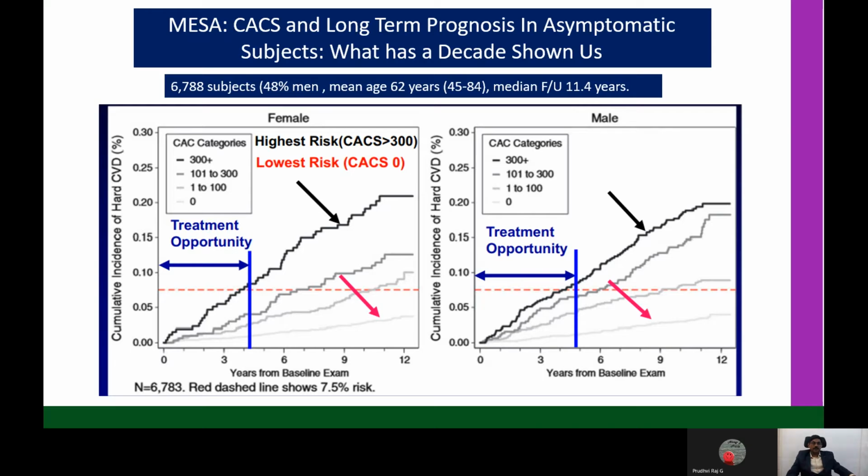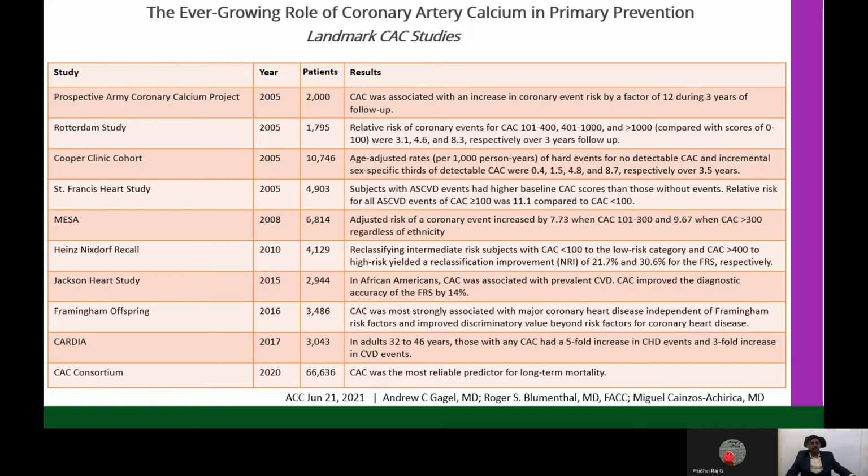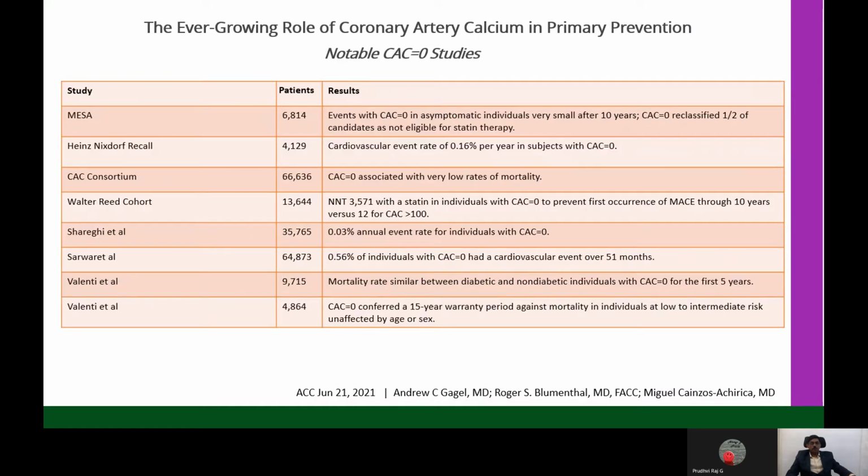Now, coming to the CAC, we have several studies, one of which is MESA, the Multi-Ethnic Study of Atherosclerosis. In asymptomatic patients, it has shown that there is a treatment opportunity. And when the calcium score is more than 300, the ASCVD events are more. The age at which CAC testing should be done is arbitrary, probably any time from 35, 40, depending on the risk factors. There are several landmark coronary artery calcium studies which have shown that the mortality and ASCVD events are less, especially when the score is 0, at 0.16% ASCVD events per year.